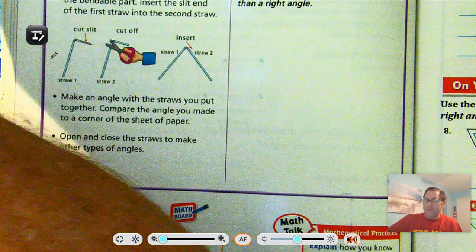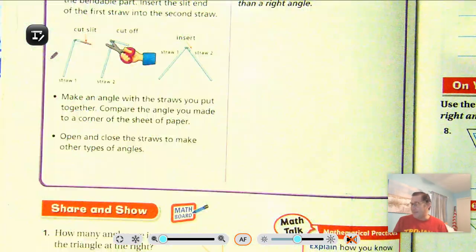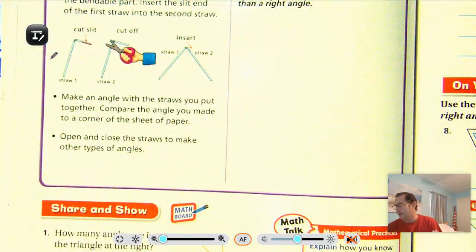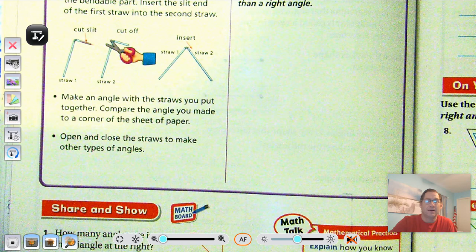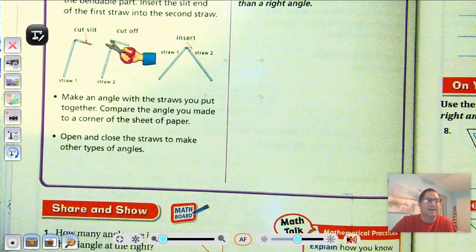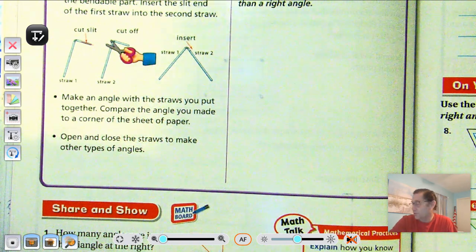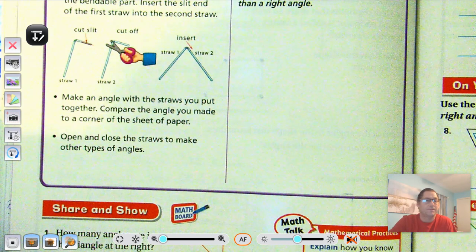Go ahead and get, in this example, we're going to need bendable straws, scissors, your paper, and your pencil. So go ahead and I'll pause while you go get those supplies. Bendable straws, scissors, paper, and pencil.